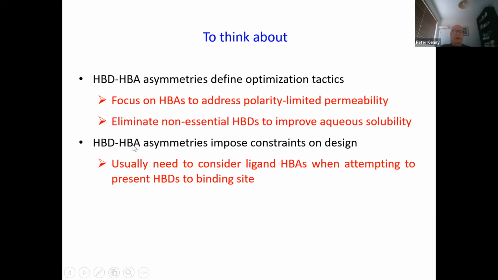I also showed you how hydrogen bond donor-acceptor asymmetries impose constraints on design. That's when I showed you the alcohol, the hydroxyl group having baggage. So I think you normally need to consider the ligand hydrogen bond acceptors when you're attempting to present hydrogen bond donors to the binding site. So I think that's pretty much all I've got to say.